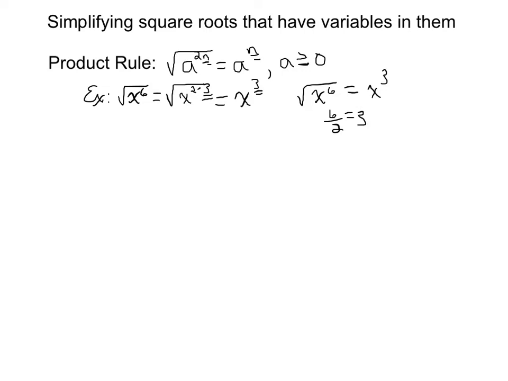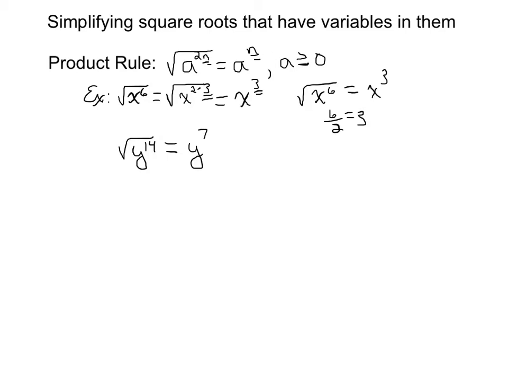Let's try a couple more. Suppose I have the square root of y to the 14th. Well, again, think about how many pairs of y's do I have? What is 14 divided by 2? Well, it's 7. So this simplifies down to y to the 7th.